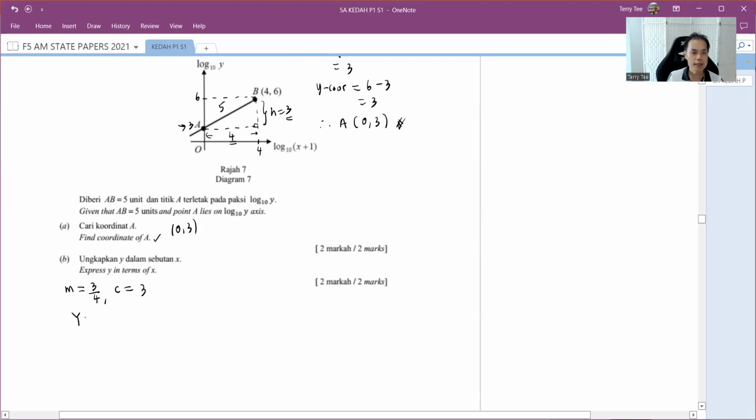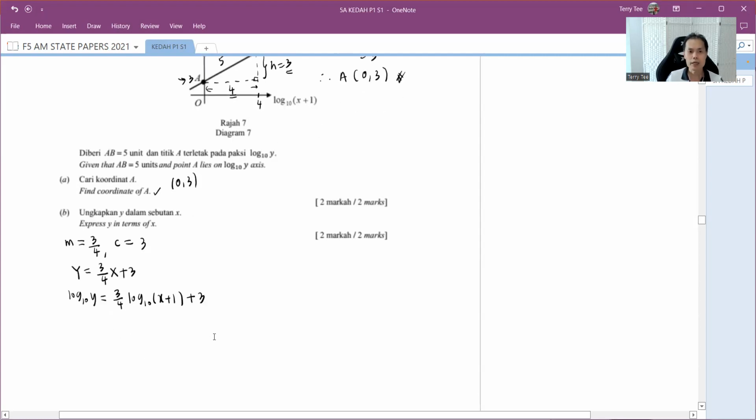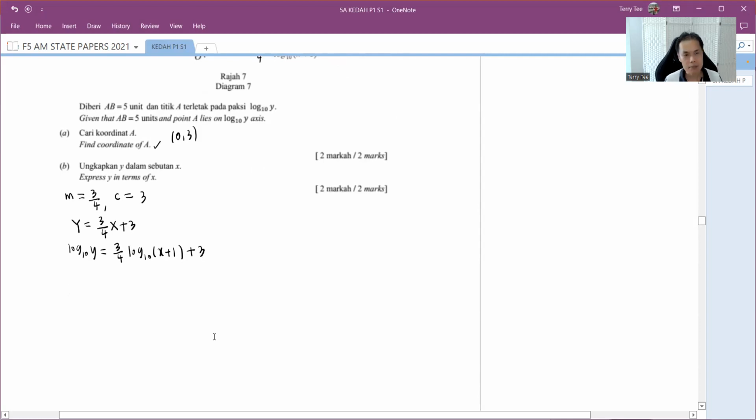So we can use Y equals mX plus c. And what is your big Y? On my big Y, I have log base 10 of y. Then the gradient is 3 over 4. On my big X, I have log base 10 of (x plus 1). And then you have plus 3. Now, my goal is to find y in terms of x. To find y in terms of x, I must get rid of the logarithm. So the left-hand side really has a single logarithm.